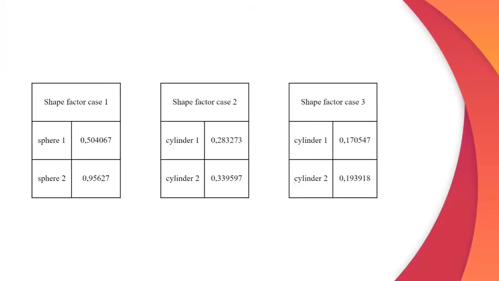Using the shape factor formula from the table, the following shape factor value for each case is obtained, and we should notice how all the larger specimens have a larger value. So the shape factor of sphere 2 is larger than sphere 1. The shape factor for cylinder 2 is also larger than the shape factor for cylinder 1. This phenomenon happens in all cases.